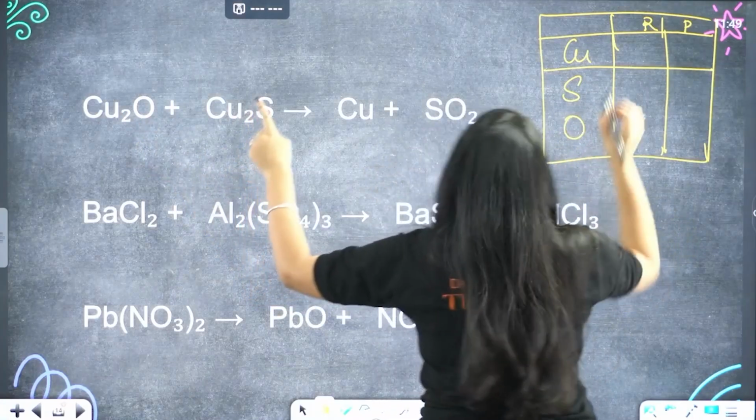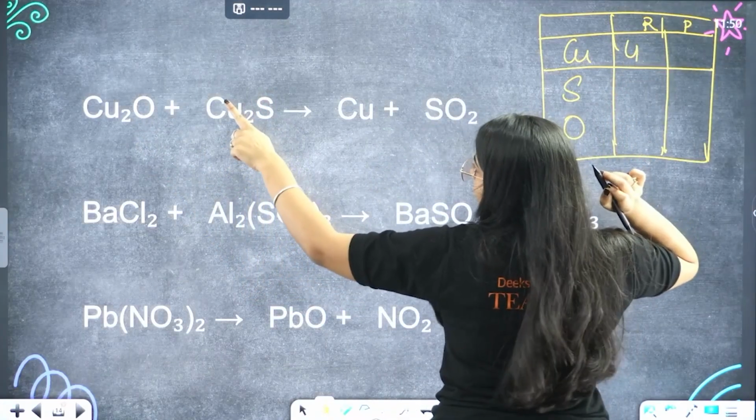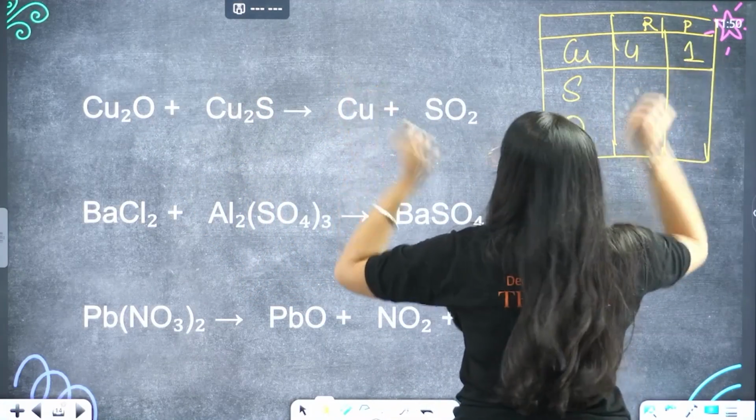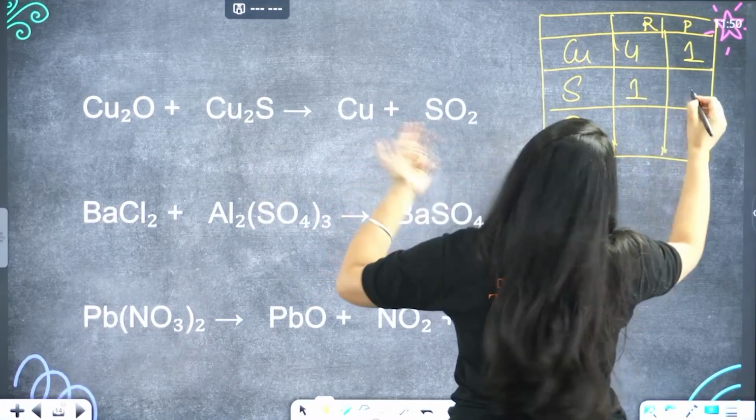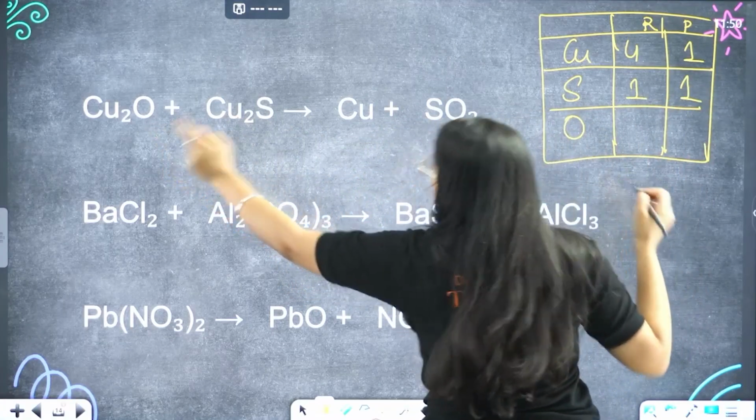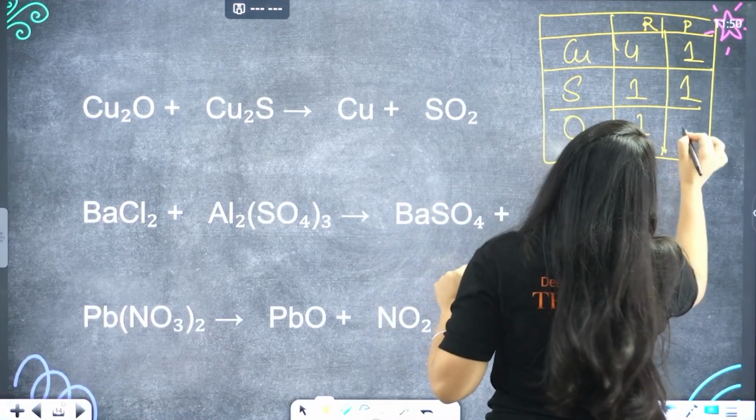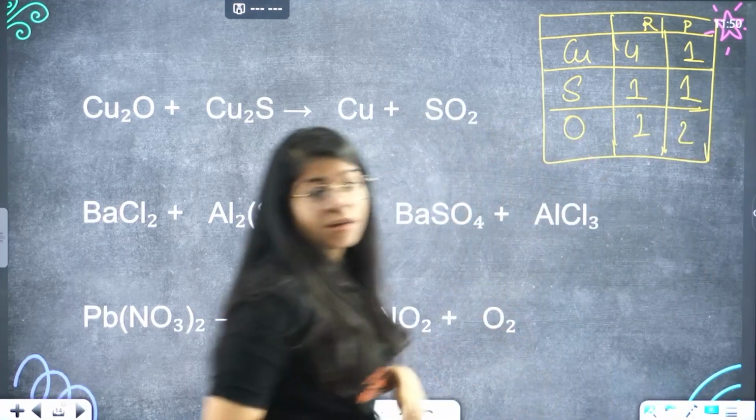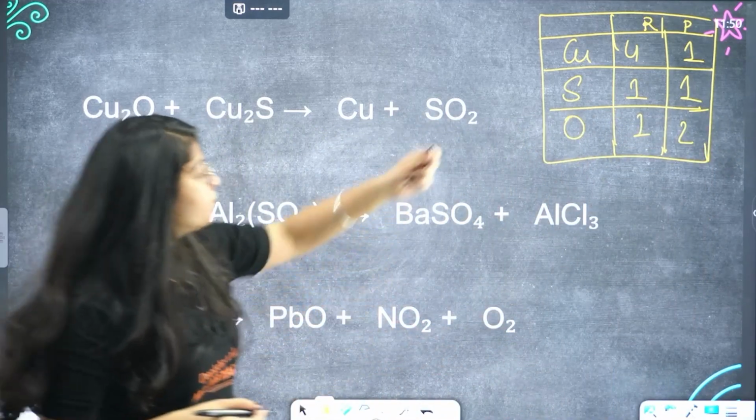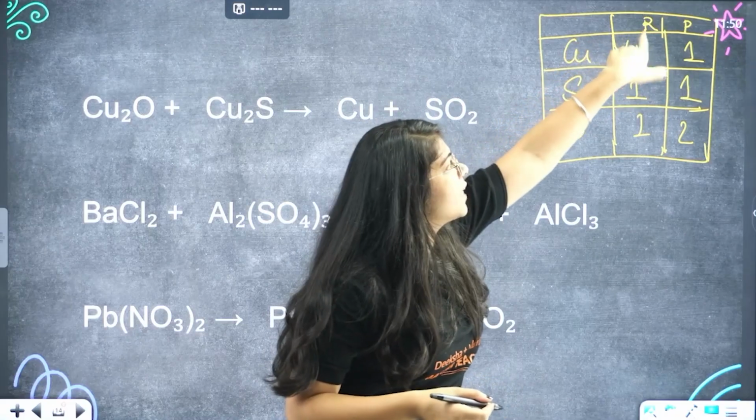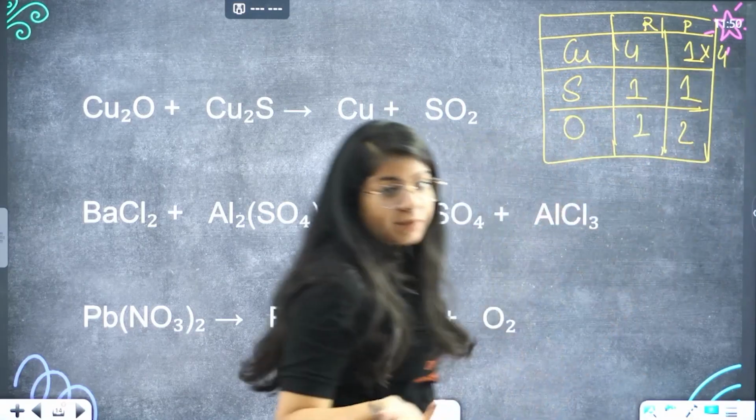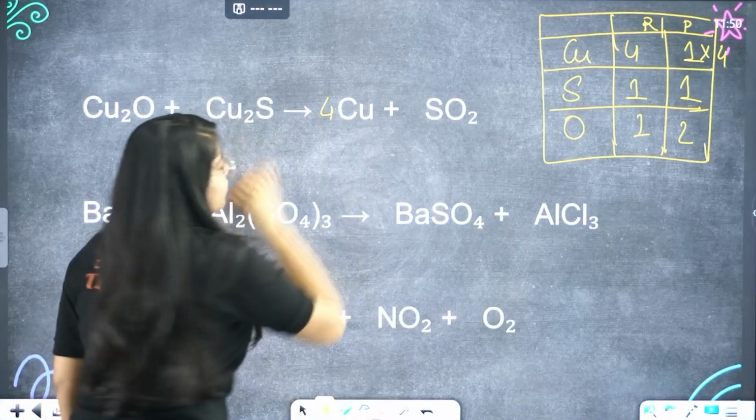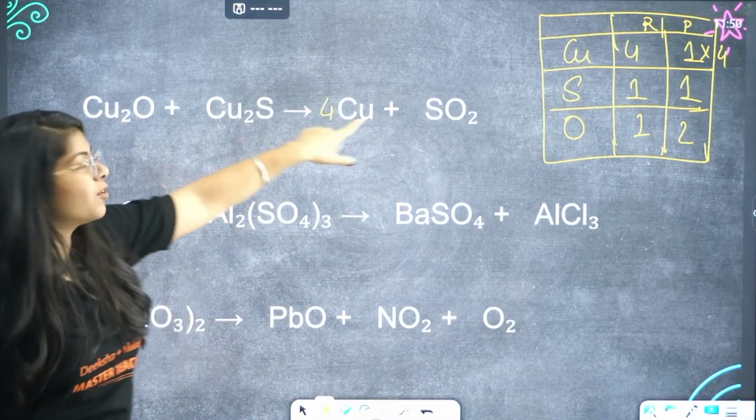Now Cu is what? 2 here, 2 here. 4 Cus are there in reactants. Only 1 Cu is there. S is 1 here, S is also 1 here, O is 1 here, O is 2 here. So we will try to balance this. Now, copper on the reactant side is 4. If I multiply the product side copper with 4, it will get balanced. So I'll just multiply this with 4. 4 copper here, 4 copper here.